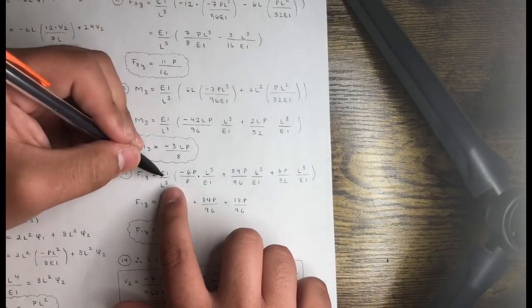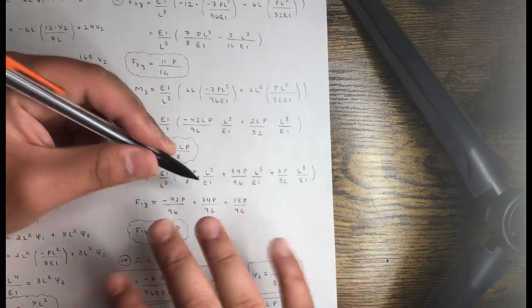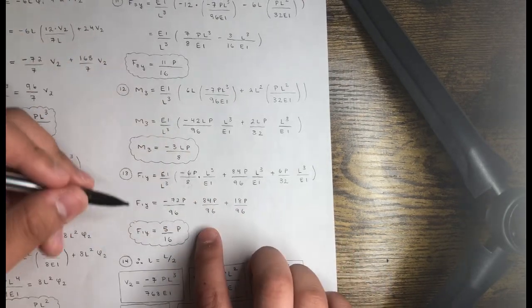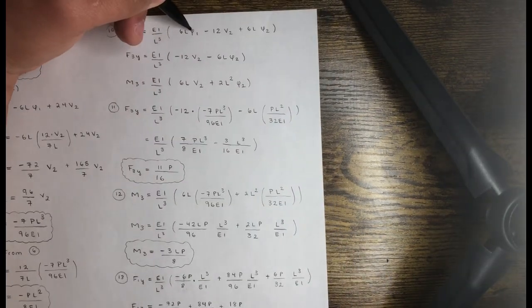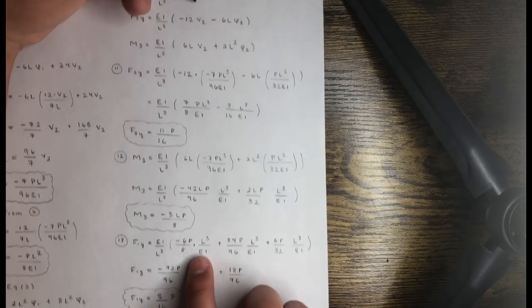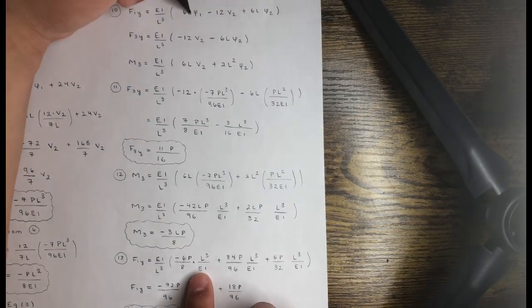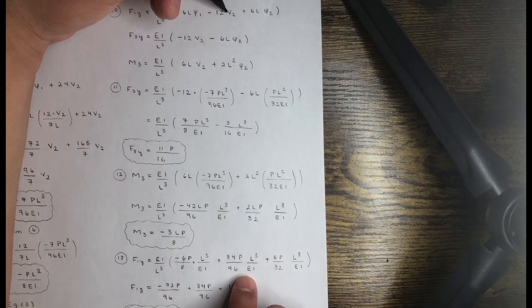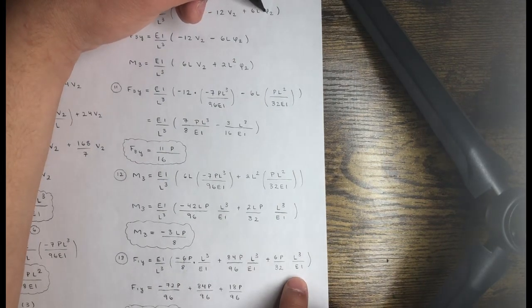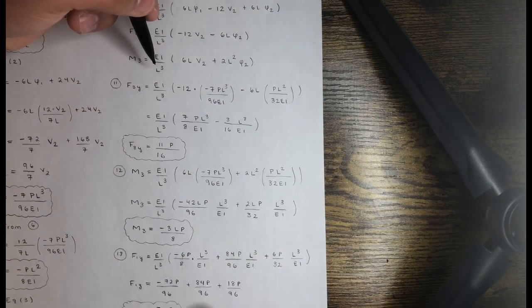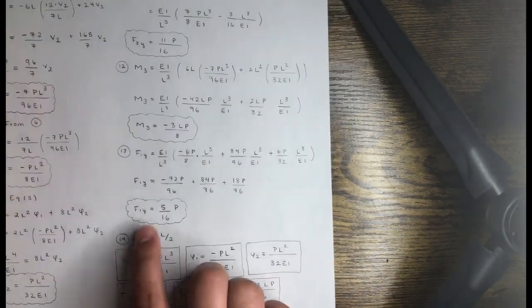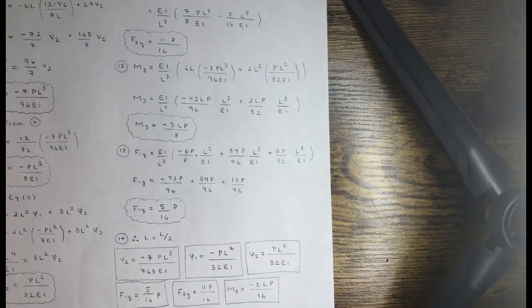Finally, F1y, right? EI over L cubed, plug in, do your thing. Or in this case, I'll just guide you guys. Phi1 gets plugged in right there, you guys could see. Phi1 gets plugged into here. V2 gets plugged into this one. Then Phi2 gets plugged into this one. Find a common denominator, right? So you can add them. Then you get F1y is equal to 5 over 16P.